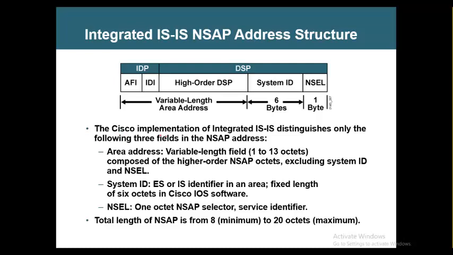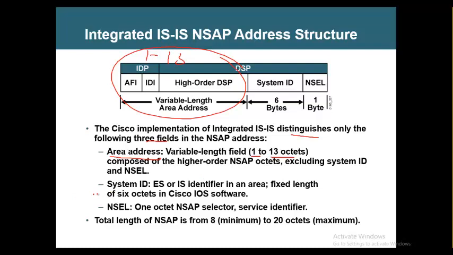The Cisco implementation of integrated ISIS distinguishes only the following 3 fields. See, I told you, only 3 fields. Area address. It can be between 1 byte to 13 bytes. This one.